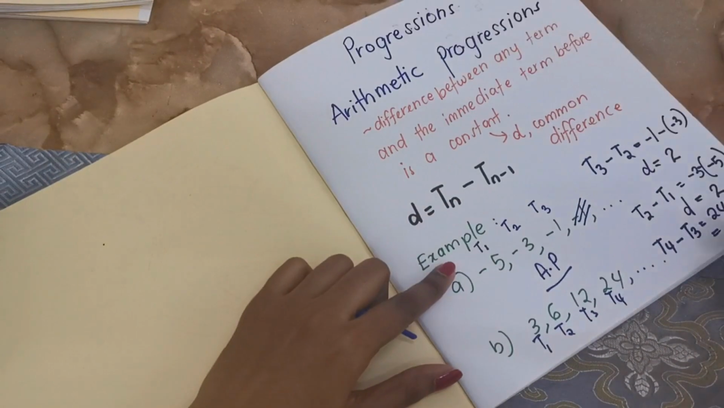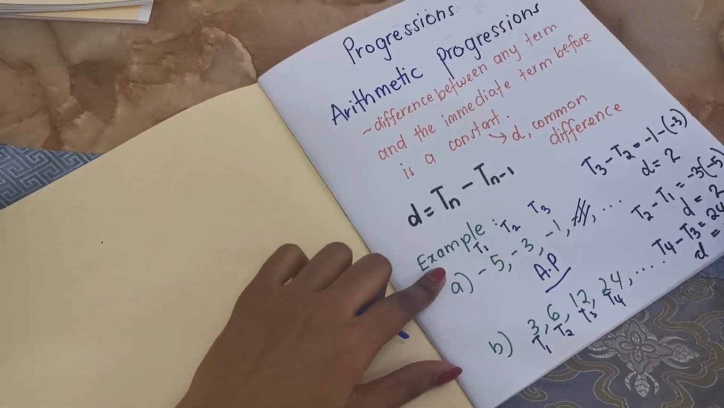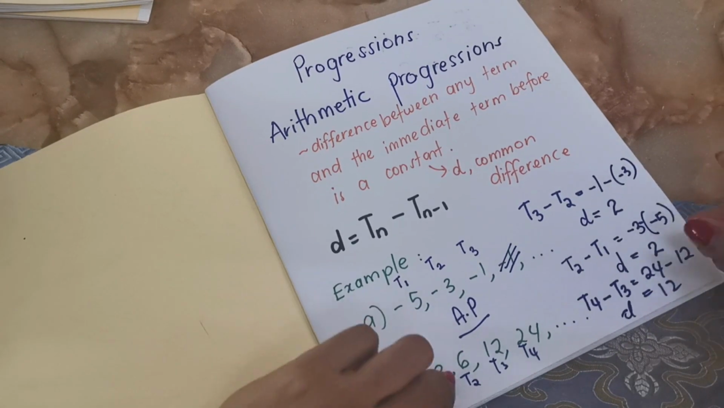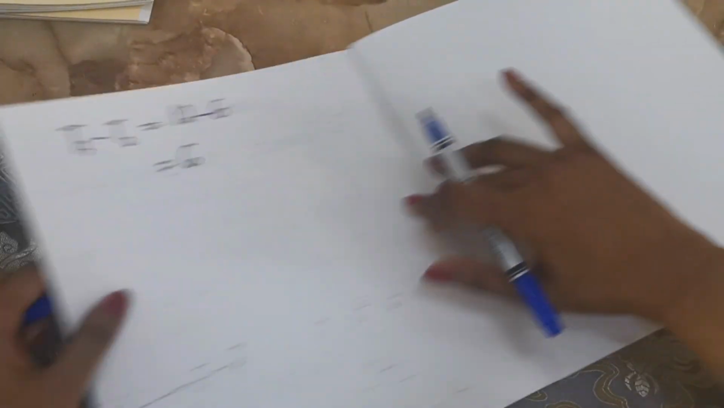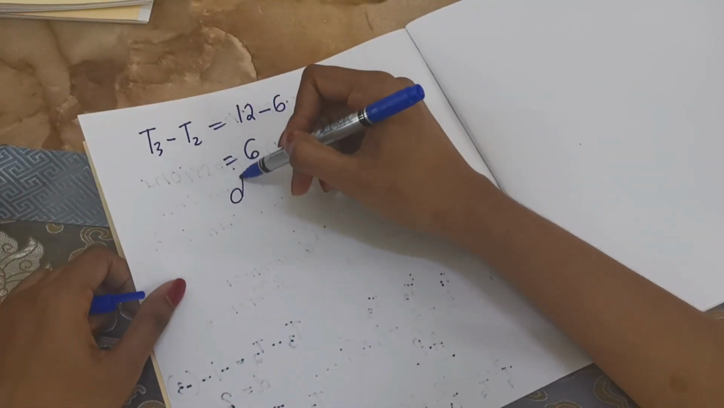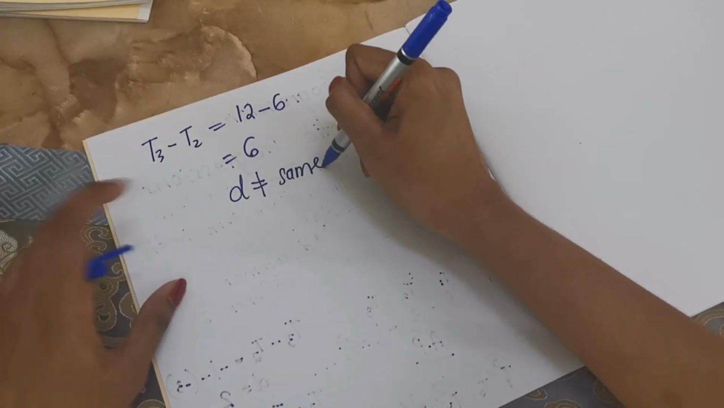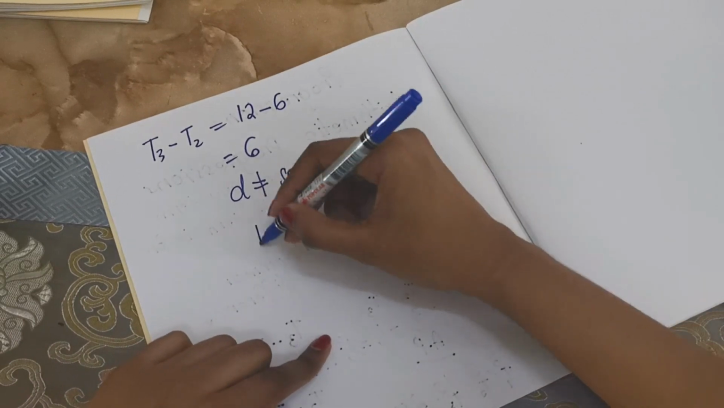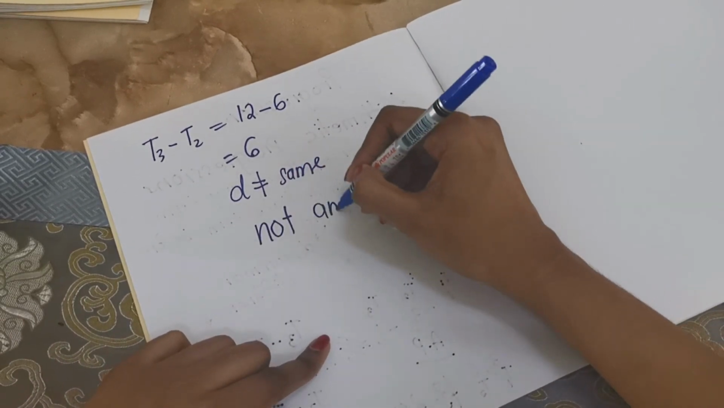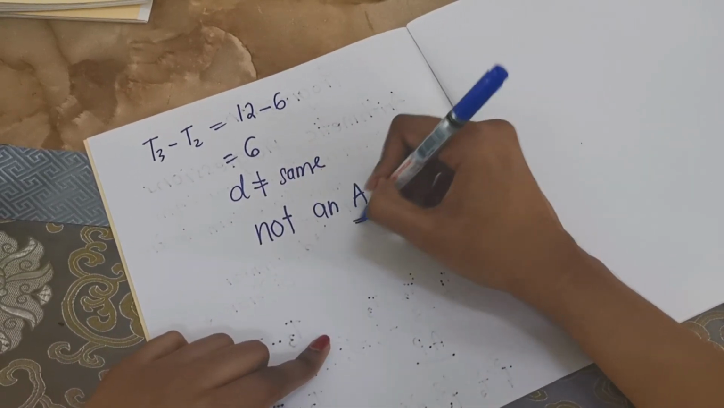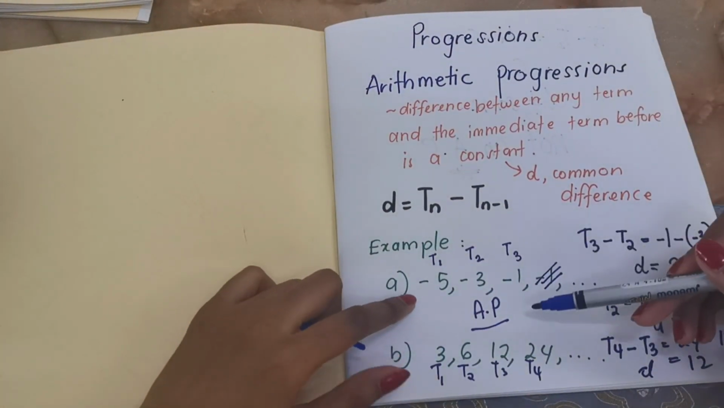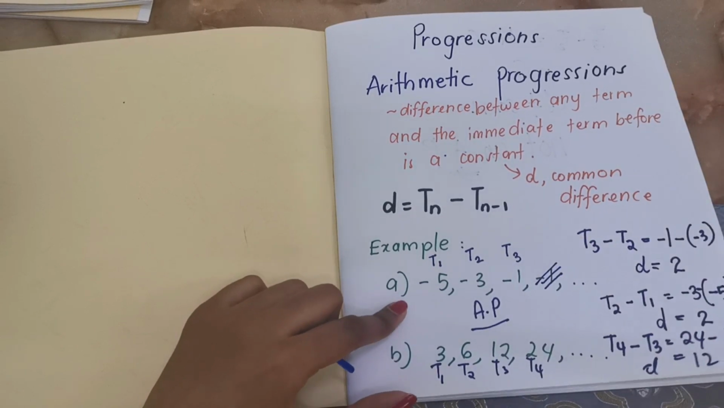So here the difference is 12. Okay, but here the difference is 6. So looks like the common difference are not the same. Therefore, this is not an arithmetic progression. So this is how we state whether it's an arithmetic or not. So let's look at the next example.